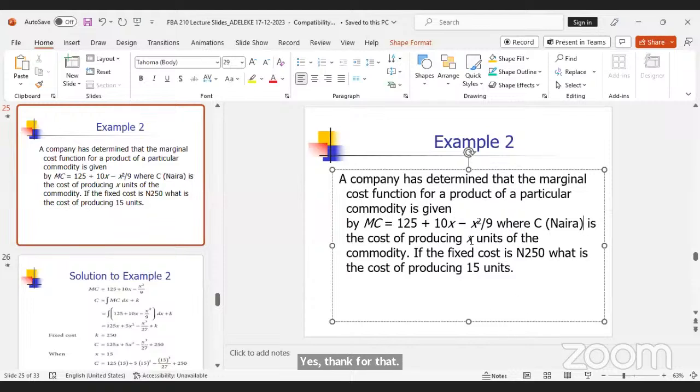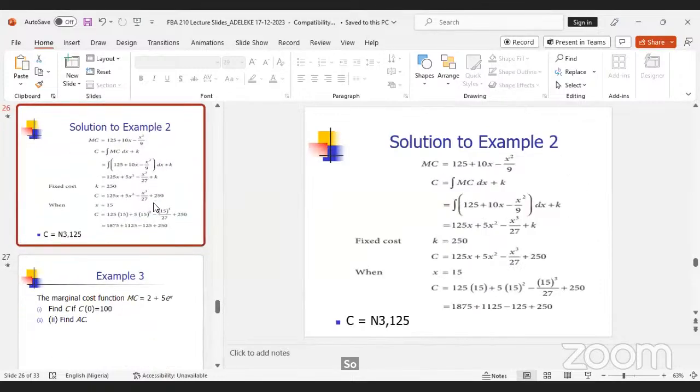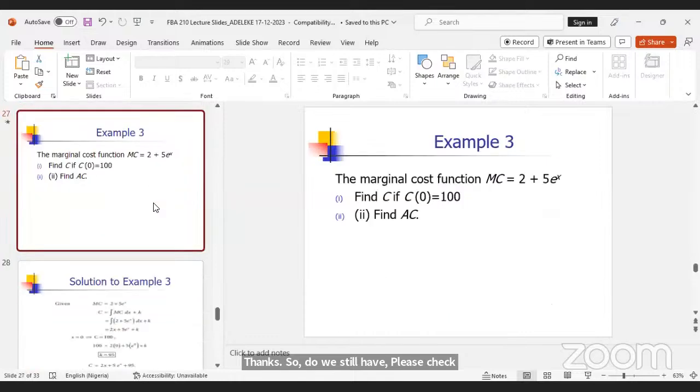Thank you. So, yeah, thanks for that observation. The 9 doesn't have any role to play there. It's actually the cost of producing x units. X there will be the number, in case we want to get the average cost. So you have to divide the total by x to get the average. So do we still have any issue with the solution? Please check. No, sir. All right, so let's move to the next one.